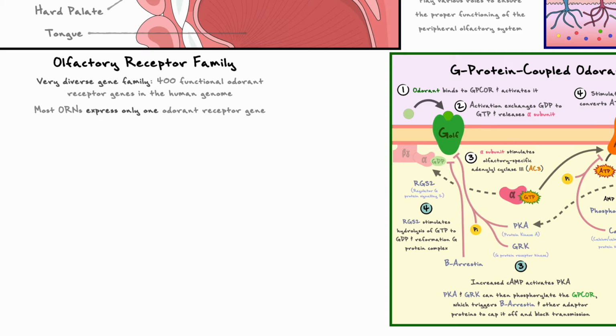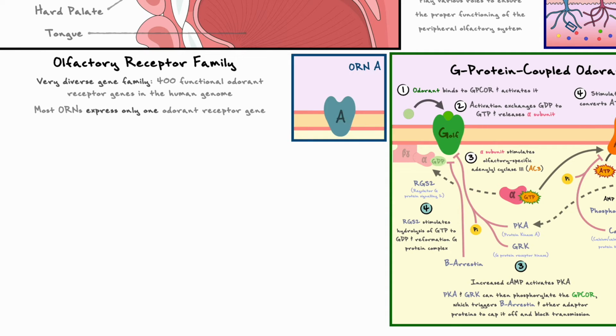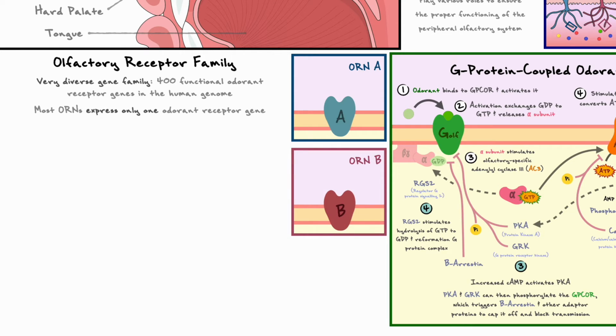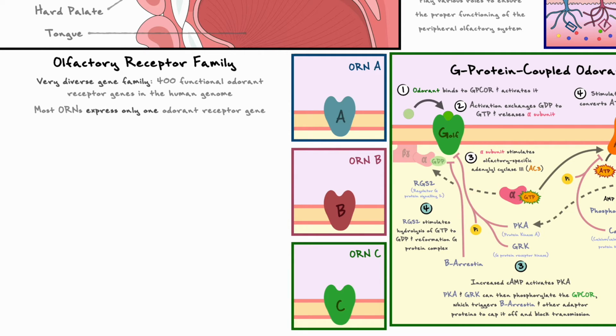Well, for each of these ORNs, the main difference maker is that the blue ORN, which we will call ORN A, expresses the olfactory receptor A, but the red ORN, or ORN B, expresses the olfactory receptor B. Same thing goes for the green ORN or ORN C. So, more simply put, blue ORNs have blue receptors, red ORNs have red receptors, and green ORNs have green receptors.